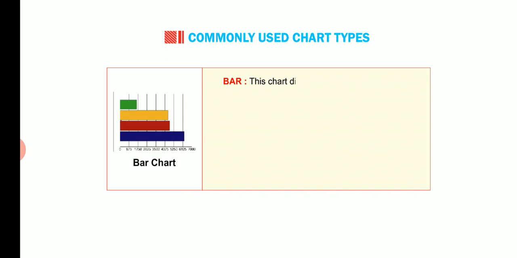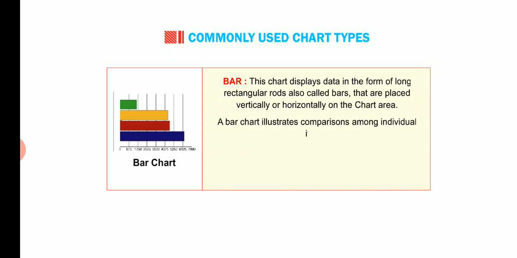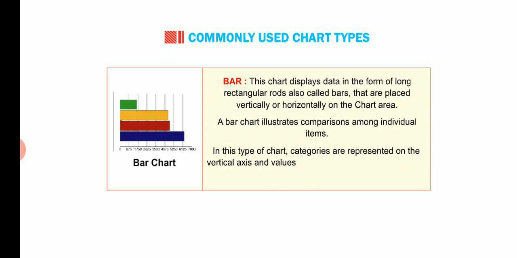Bar chart displays data in the form of long rectangular rods, also called bars, that are placed vertically or horizontally on the chart area. A bar chart illustrates comparisons among individual items. In this type of chart, categories are represented on the vertical axis and values are represented on the horizontal axis.